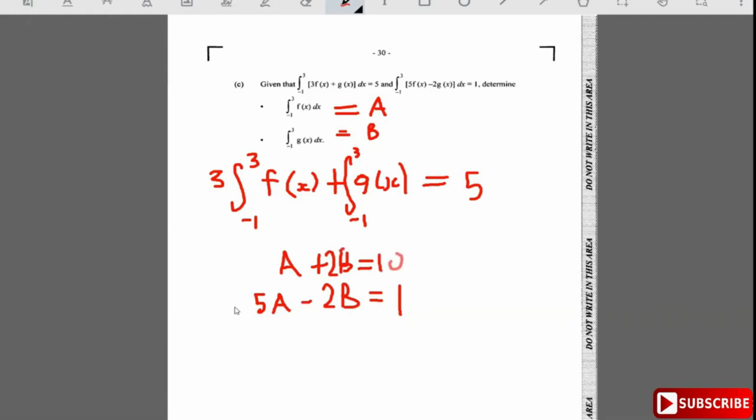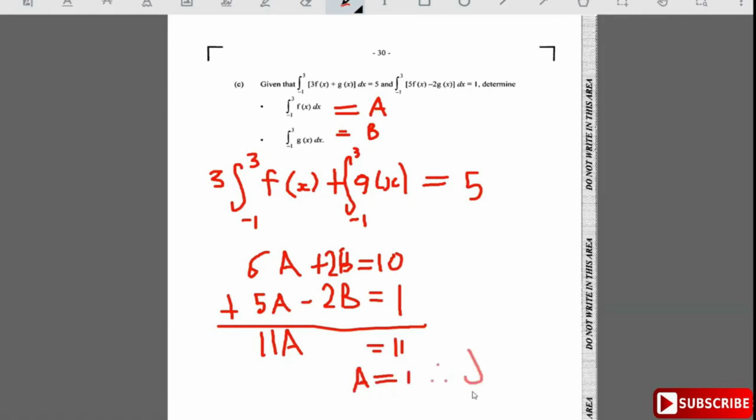Then I can add both equations. And so 6a plus 5a is 11a, and so 11a is equal to 11, and so a equals 1. If a is equal to 1, then that means the integral from -1 to 3 of f of x is equal to 1, because that's what we called a.